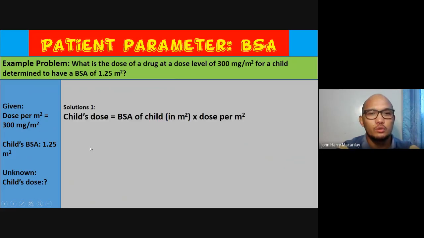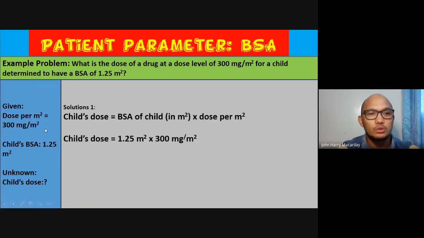For the solution, we will use this formula. Child's dose equals BSA of the child in meter squared times the dose per meter squared. So that's the importance of knowing the given and knowing also the unknown, so that you will determine which is the most appropriate formula that you're going to use.